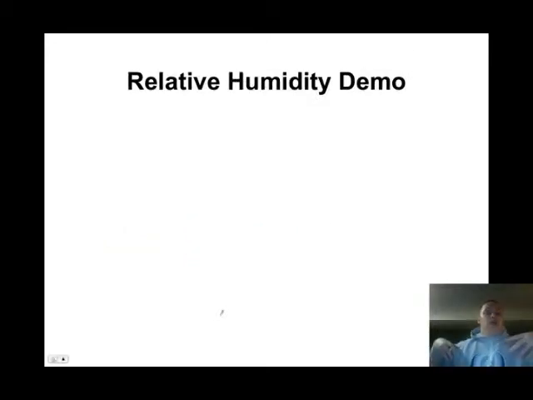So, there's the long-winded version of what relative humidity is. Let me show you what relative humidity is. This comes from a professor at Middle Tennessee, I think Middle Tennessee State, and he does a really good job of explaining what relative humidity is.